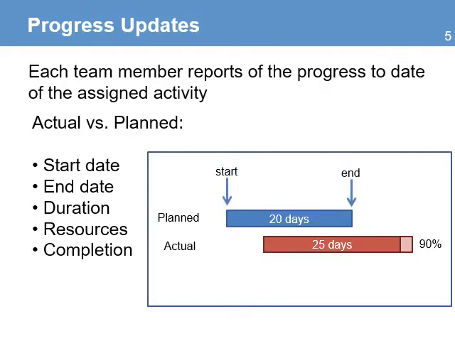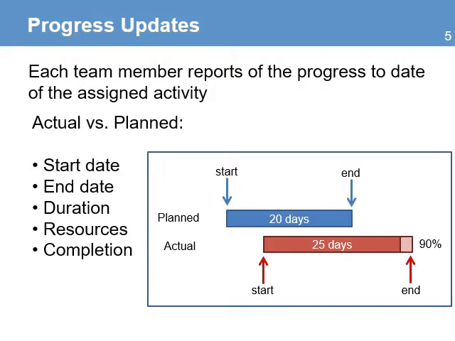When each team member reports on the scheduled progress for the project activities that were assigned, they will report on the following: the actual start date of the activity, the actual end date of the activity, the actual duration of the activity, changes in the resources assigned to the activity, and update the completion status, such as 100% or 50% complete.